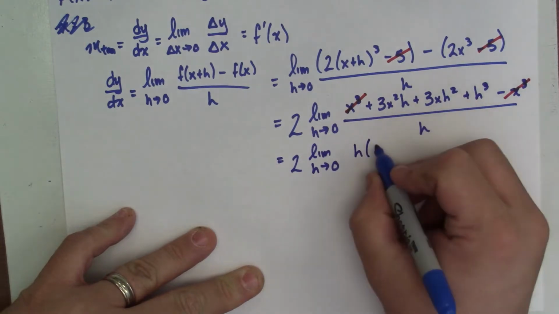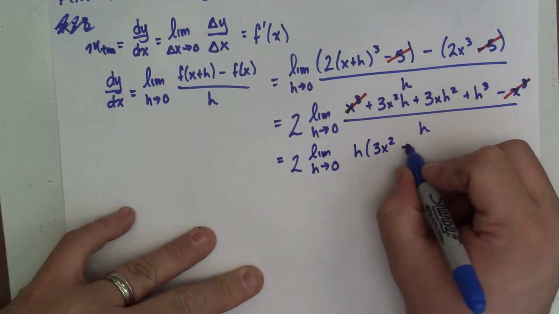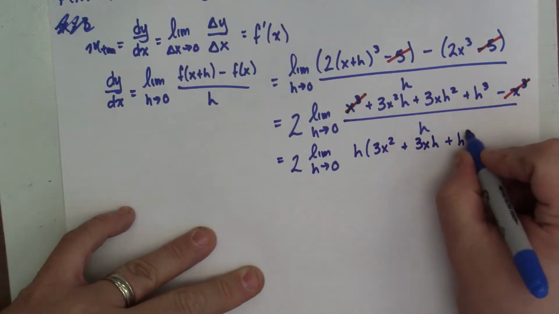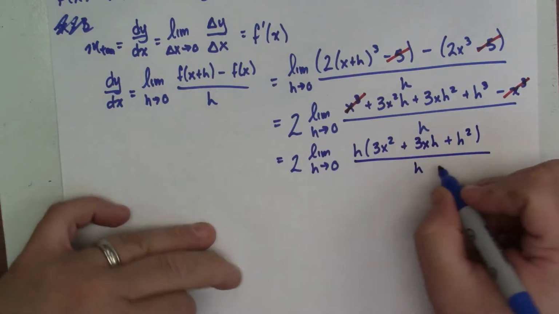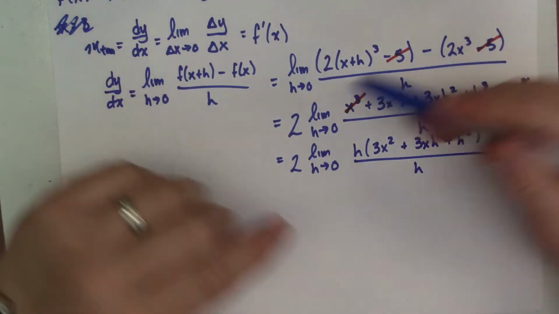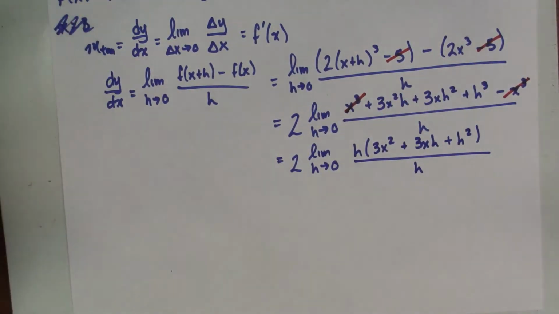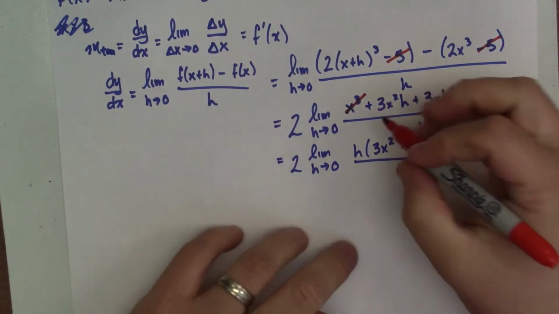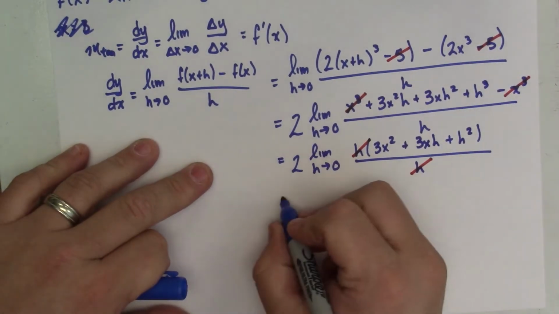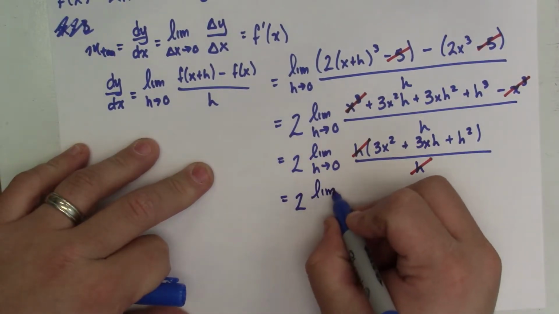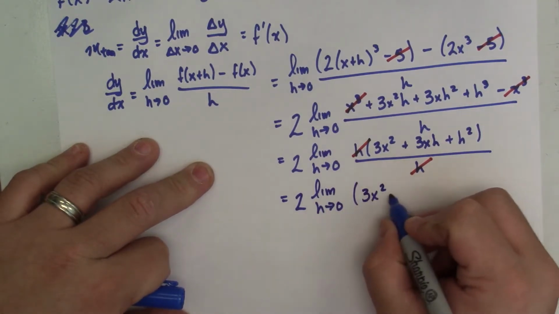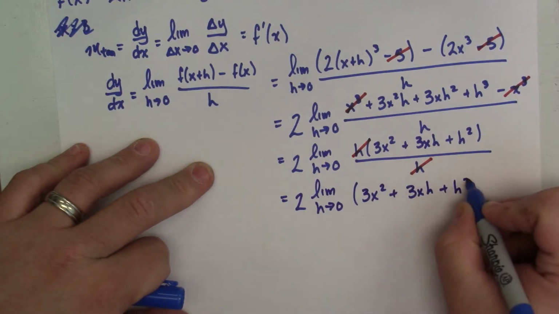So I'm going to say h times (3x squared plus 3xh plus h squared) over h. Now, we're back to that weird rational function thing where I know that I can't plug in 0, but if I ignore the point where h is 0 and I look at what everything else around it is doing, we're fine. The h's cancel. So that's double the limit as h goes to 0 of 3x squared plus 3xh plus h squared.